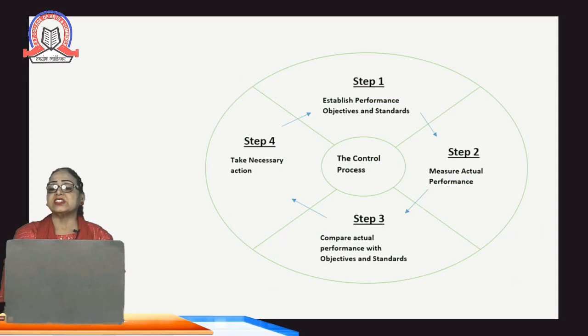Let us try to understand the process of controlling. The control process includes simply 4 steps. First is establishing performance objectives and standards.